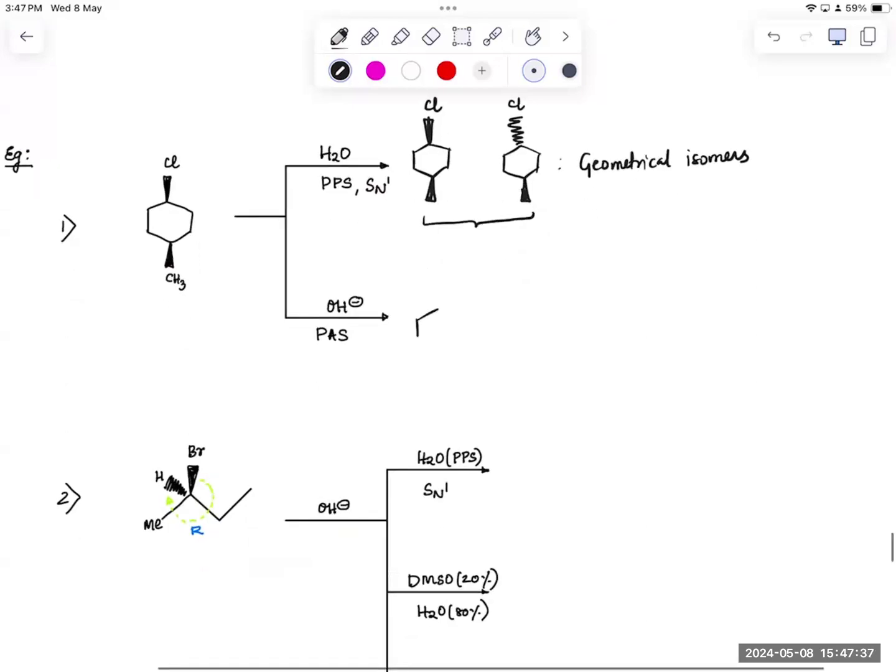Second case, OH-. You'll get only one product, the inversion product, because this will go via SN2.